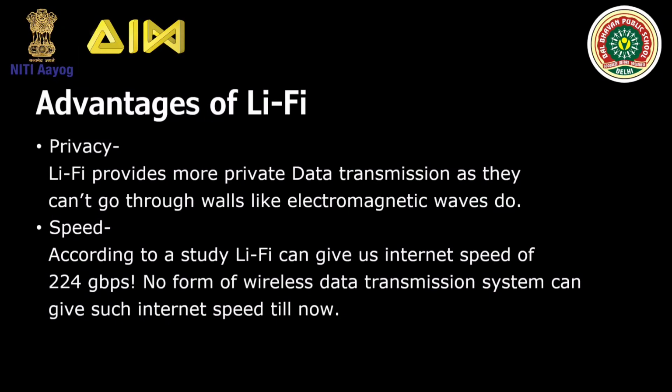So now let's talk about the advantages of Li-Fi. First of all, Li-Fi is more private because light cannot go through walls. So we can keep the data transmitted inside the walls or inside the room. And also it provides us a greater speed. According to a study, Li-Fi can provide us 224 Gbps internet speed, which is 224 times more than the speed provided by Google Fiber, which is the fastest internet provider. I would also like to add that Li-Fi can also work underwater.